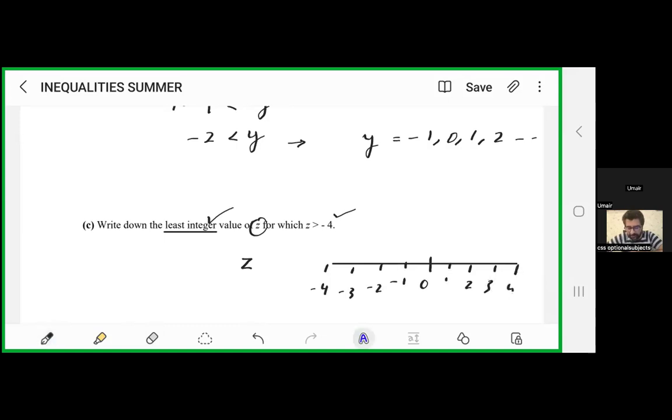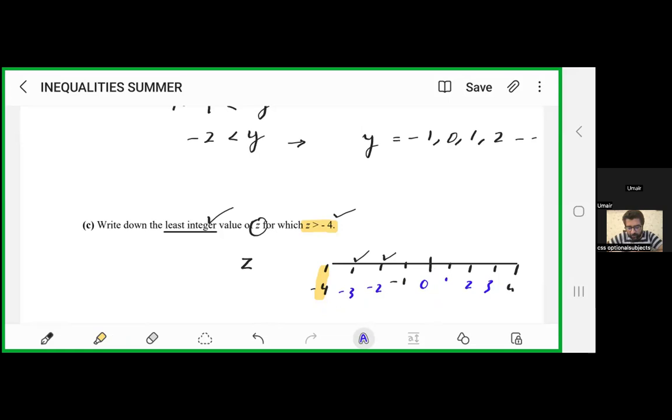Now, z is greater than minus 4. So it can be minus 3, minus 2, minus 1, or 0. All these values are included in z. All the values on the right side, meaning greater than minus 4 towards the right, all the numbers will be included.